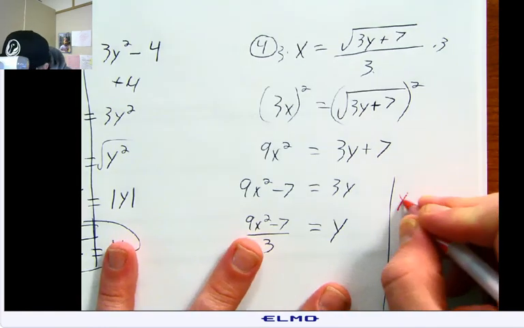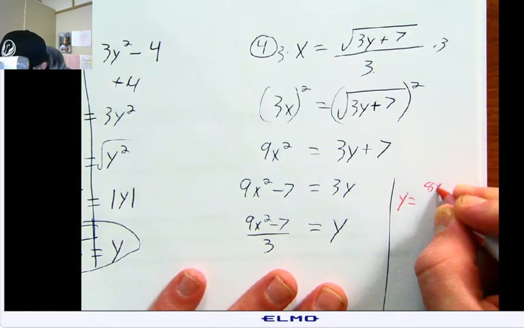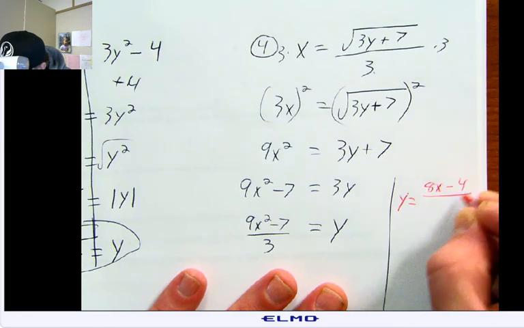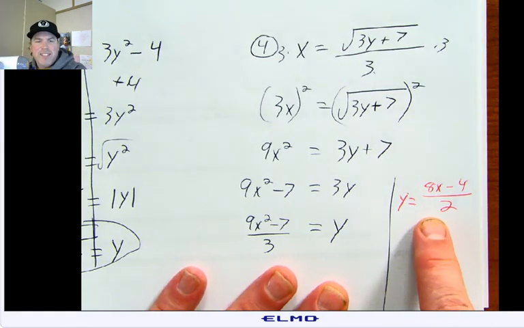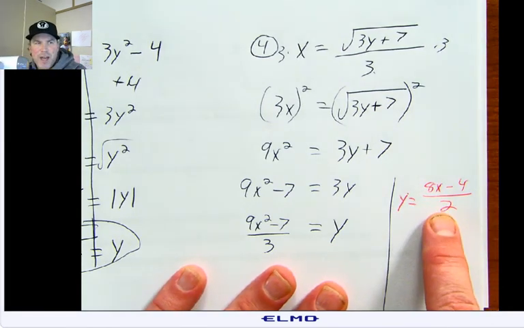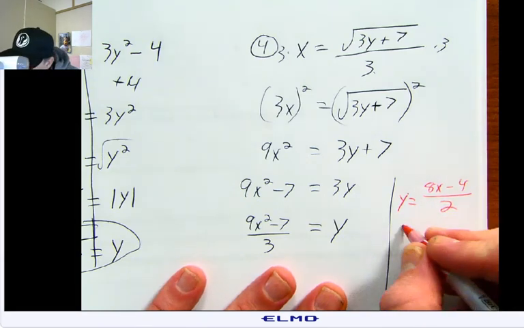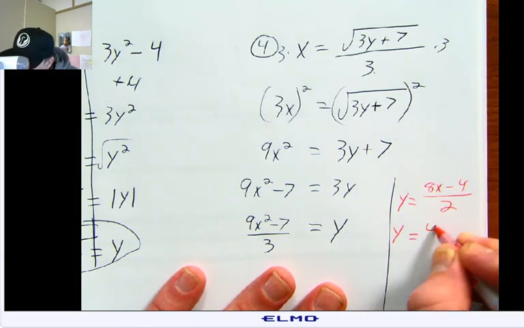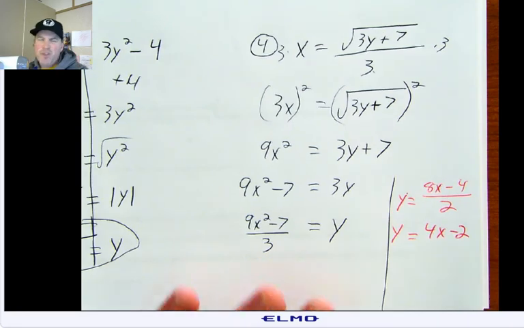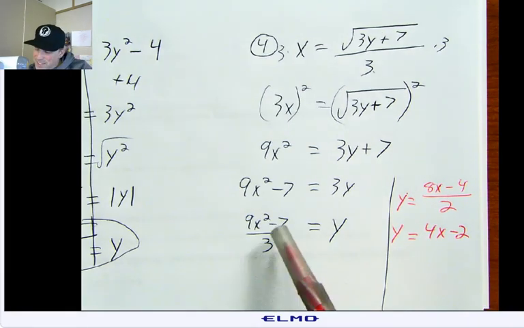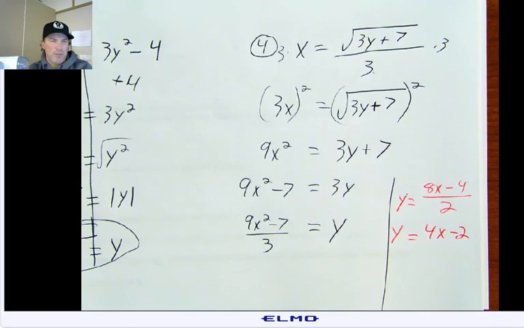Suppose my answer at the end was y equals something like 8x squared minus 4 all over 2. Well, seeing as 8 and 2 divide and 4 and 2 divide, if I got an answer like this, I would not leave it, you should take it further and go 4x minus 2. But in a case like this, because the 7 and the 3 don't divide evenly, I'd be tempted to leave my answer just like that.